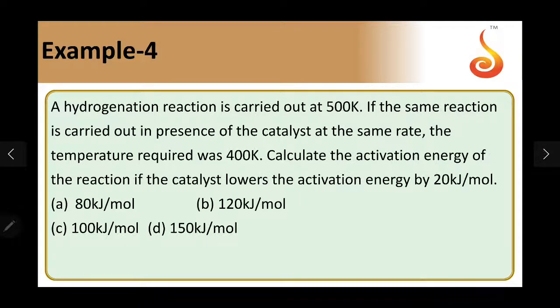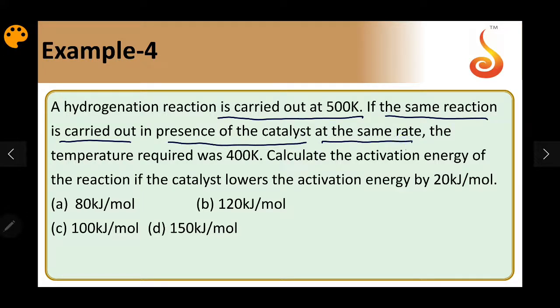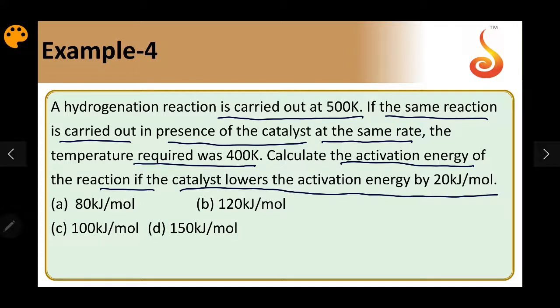Example 4. A hydrogenation reaction is carried out at 500 Kelvin. If the same reaction is carried out in presence of a catalyst at the same rate, the temperature required is 400 Kelvin. Calculate the activation energy of the reaction if the catalyst lowers the activation energy by 20 kilojoules per mole. So this is a reaction based on the catalyst part. So Ea1 by T1 is equal to Ea2 by T2. That is the formula we have to use because the rate is the same and the temperatures are different.